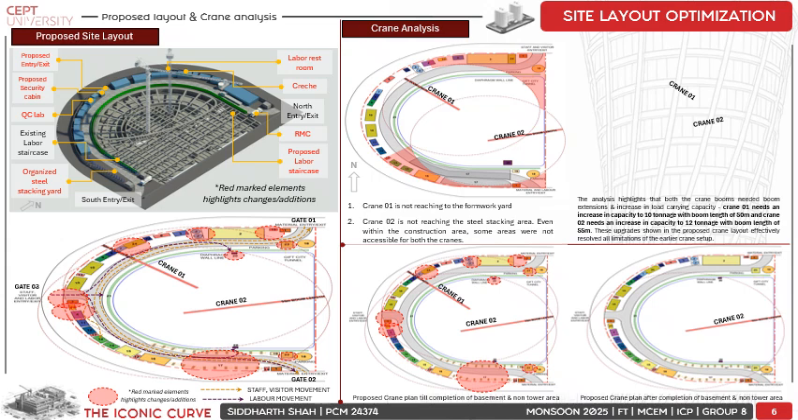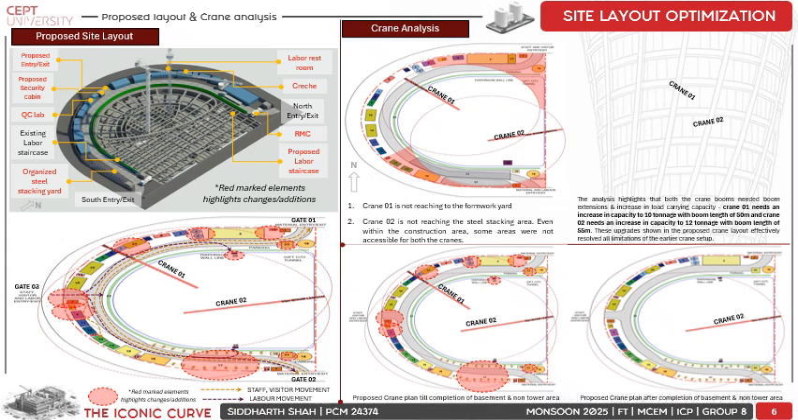and another staircase was provided on the north side to increase efficient movement of laborers from both sides, from north and south side. So these changes are shown in the proposed layout, and the staff and visitor movement and the labor movement are also shown.